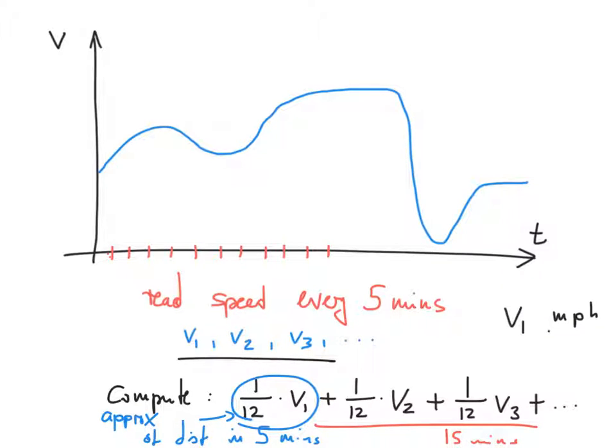So we take velocity driven after 5 minutes, so this would be v1. And velocity driven after 10 minutes, that would be v2. And velocity driven after 15 minutes, that would be v3, and so on. And what we do now, so let me zoom in a bit.